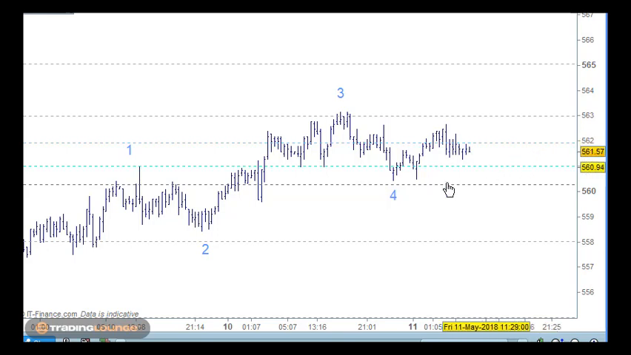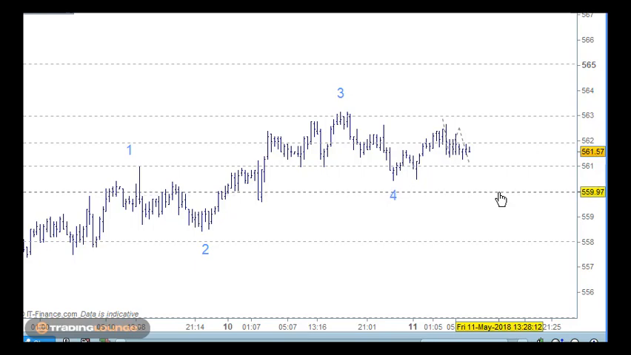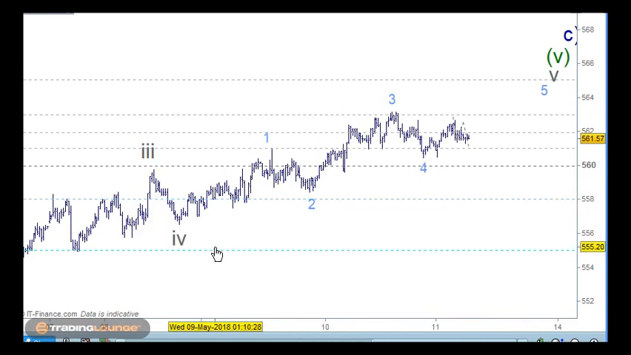Otherwise, this may be an A wave to here, an A, B, and C to here, and then 1 and 2 and 3 and 4 and 5 back down to here, down to the 60. That shouldn't be the case. Let me just go with this.